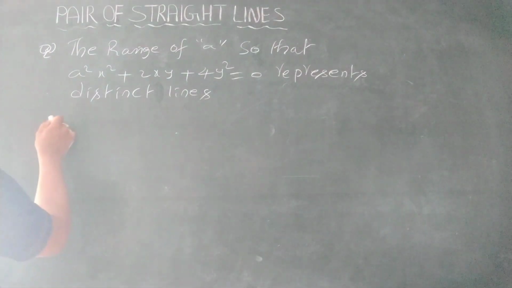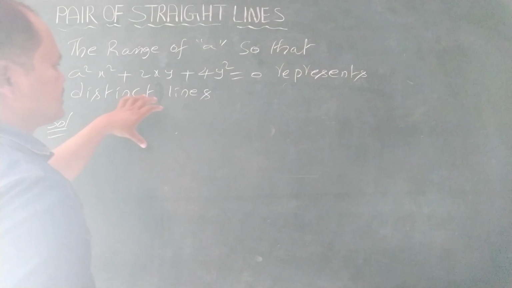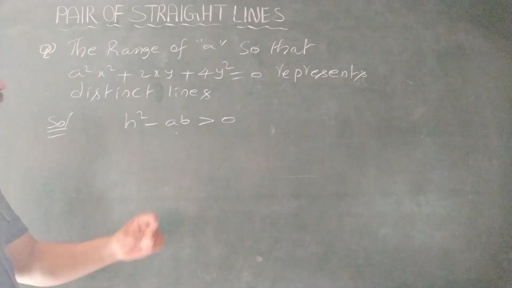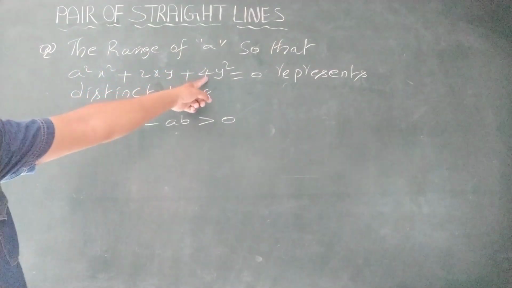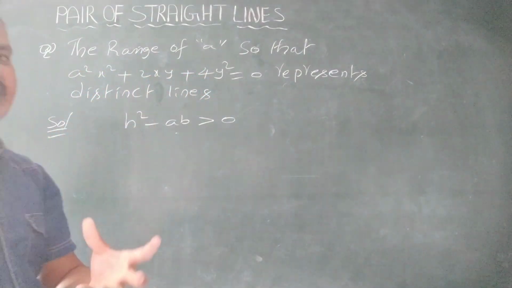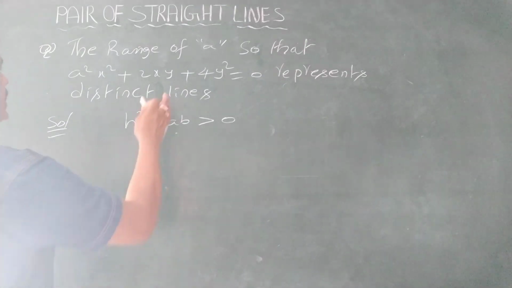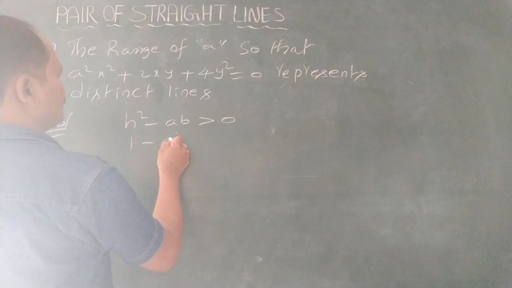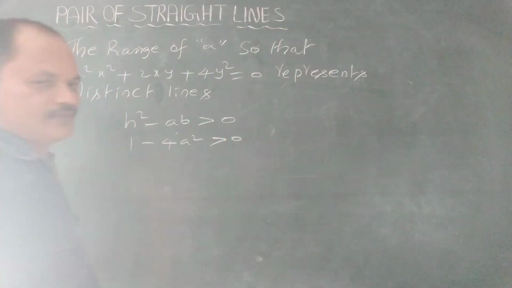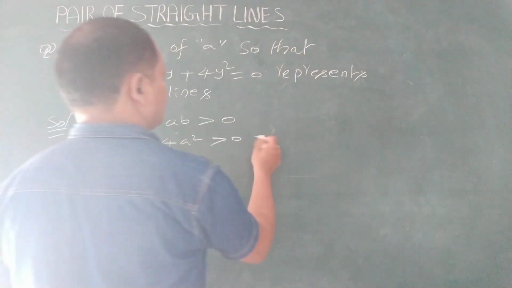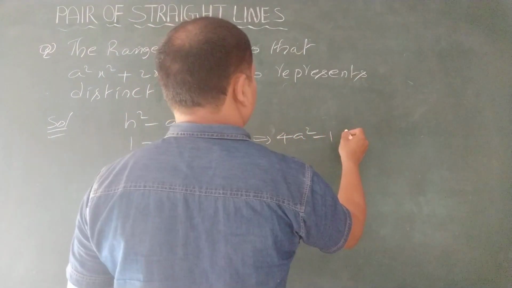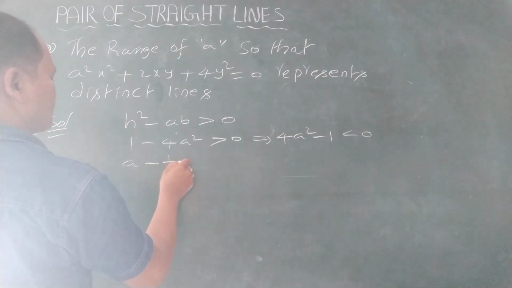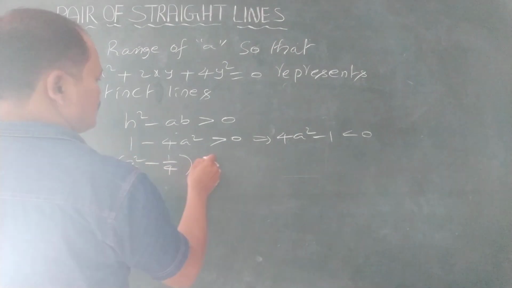What is the condition for distinct lines? h square minus ab is greater than 0. What is a? a square. What is b? 4. What is h? 1, since h is half of the coefficient of xy. That's why it is 1 minus 4a square greater than 0. Now multiply with the negative, then it is 4a square minus 1 less than 0. Then it is a square minus 1 by 4 less than 0.